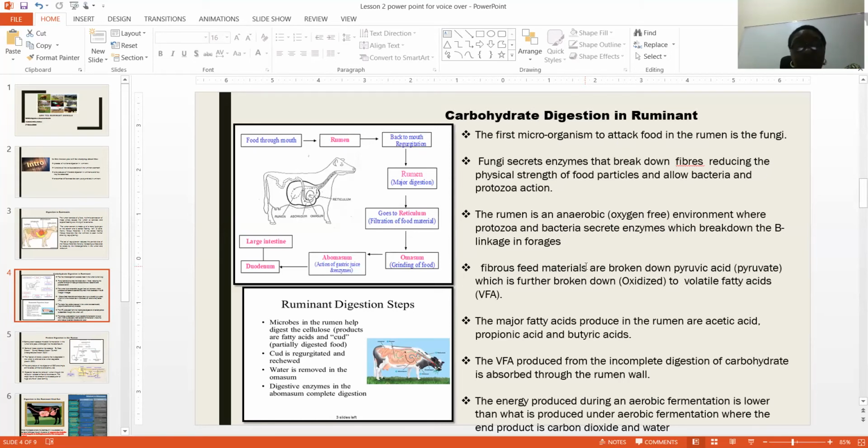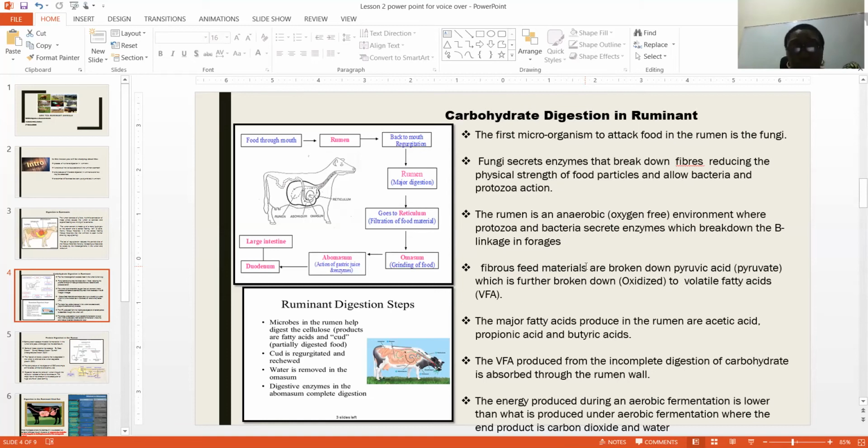The VFAs, or volatile fatty acids, produced from the incomplete digestion of carbohydrates are absorbed through the rumen wall. So the rumen serves two functions, both as a storage vat and as an absorptive vat. So the lining of the wall of the rumen actually helps in absorption of food materials.